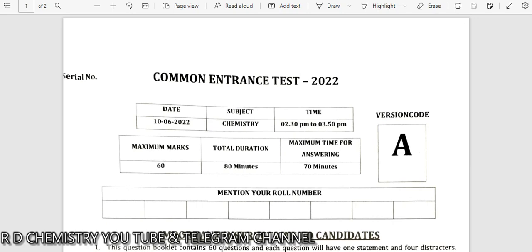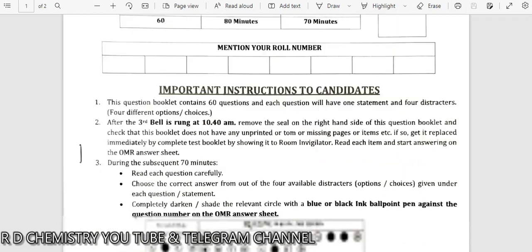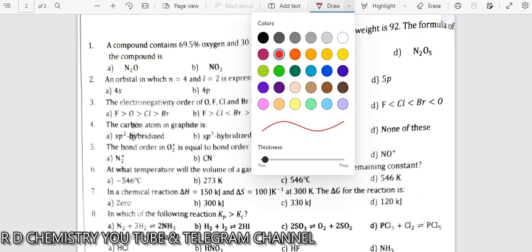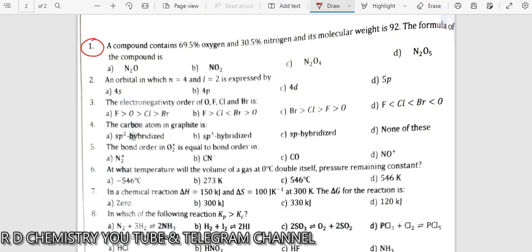So let us start now. This is version code A. Now I will tell you each and every question from which chapter and which topic. See the question number 1. The question number 1 is from the basic concepts of chemistry, first PUC, empirical formula, molecular formula, and the answer is option number 2.